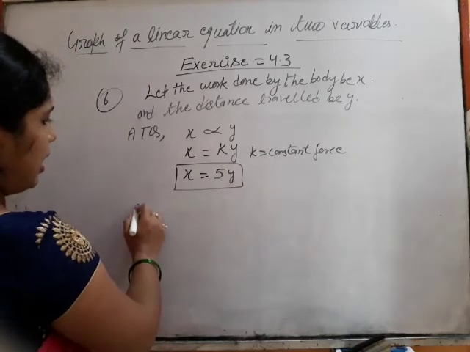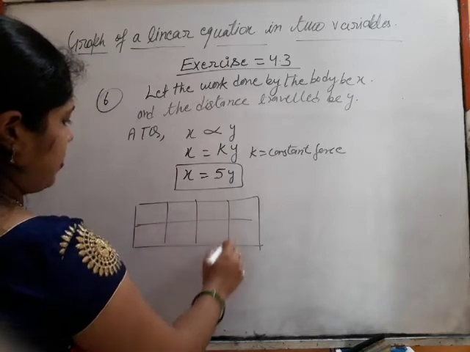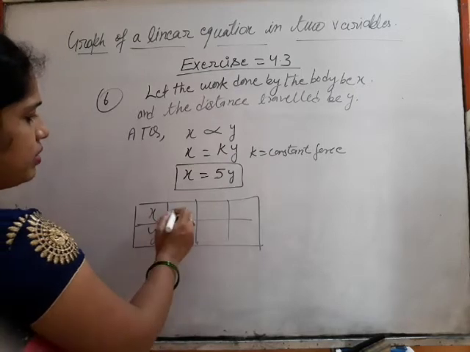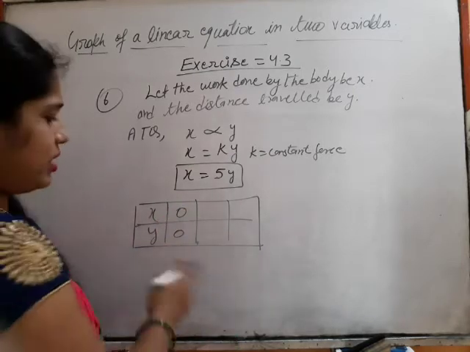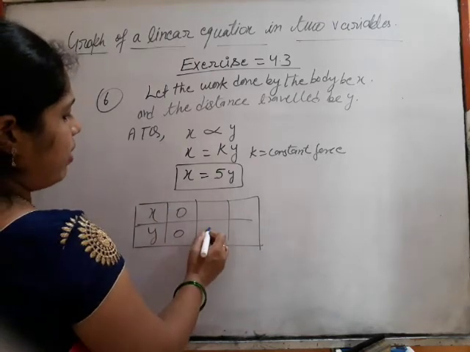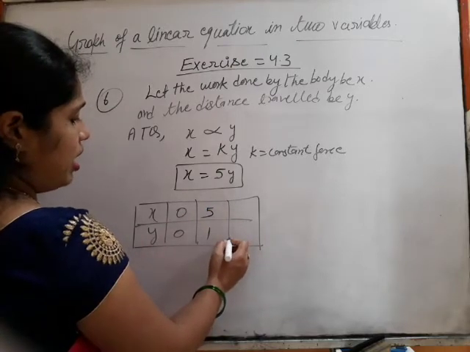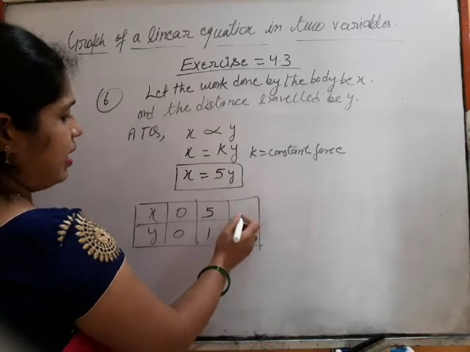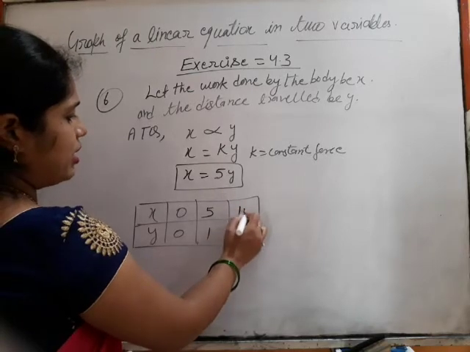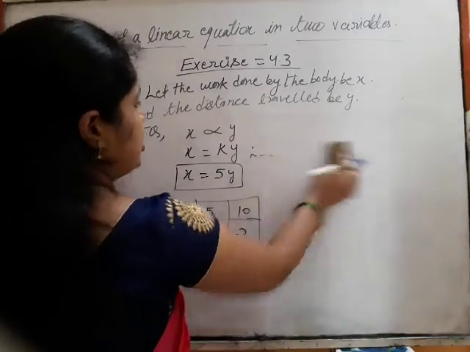Now let us plot the graph. This is x and this is y. If y we put 0, x will also be 0. As I told, if the distance travelled will be 0, the value of work done will also be 0. If y is equal to 1, then x will be 5 units. If y is 2, then the value of x will be 10. Okay. So now let us plot the graph.